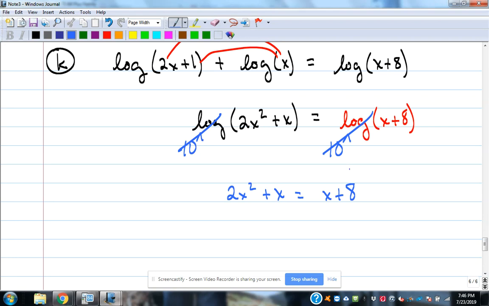So I've gotten a problem that now has an x squared in it. Because it has an x squared in it, what do I need to do to solve it? Get it equal to 0. Very good. So subtract x and subtract 8. Equal to 0. So I have 2x squared, positive x minus x cancels out, and then a minus 8.